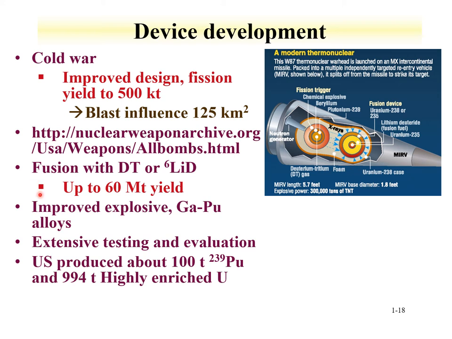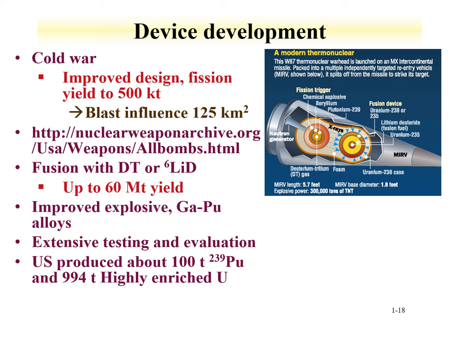Again, the changes would be that the increase in the yield from fusion meant that you needed the presence of tritium, so you could either use a DT or a lithium deuteride. The lithium would be able to make tritium in situ. There was some improvement on the explosives ends, and then alloys were also used for the plutonium. This also entailed extensive testing and evaluation.